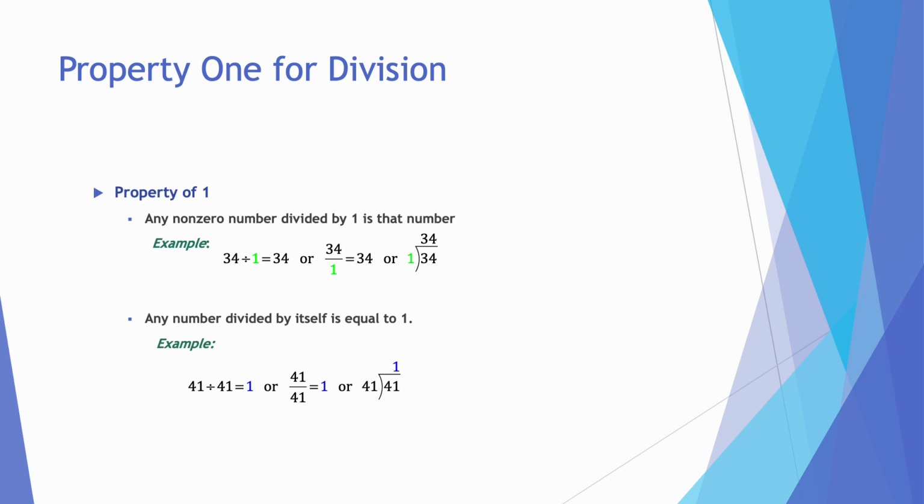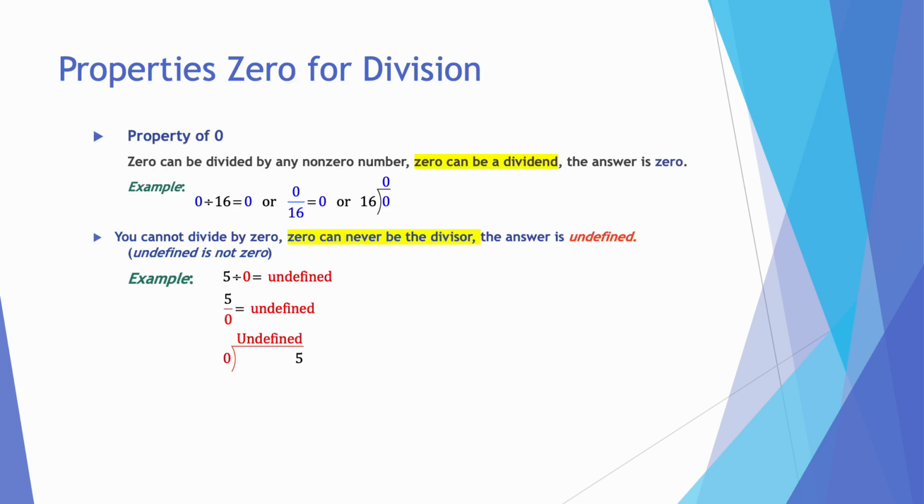There are a couple of properties for division. The property of 1 for division: any non-zero number divided by 1 is that number. An example, 34 divided by 1 equals 34, whether it's set up with the division symbol, as a fraction, or with the house symbol with the 1 as the divisor. And any number divided by itself is equal to 1. Again, 41 divided by 41 equals 1, whether it's set up as a fraction or by the house way.